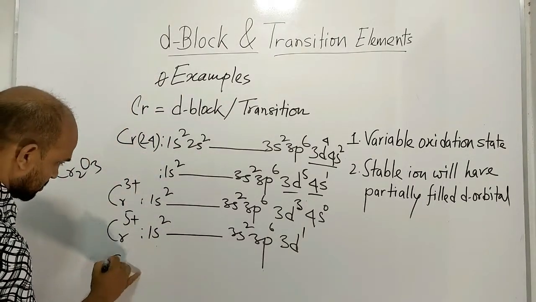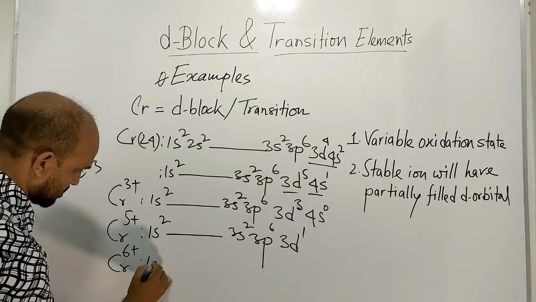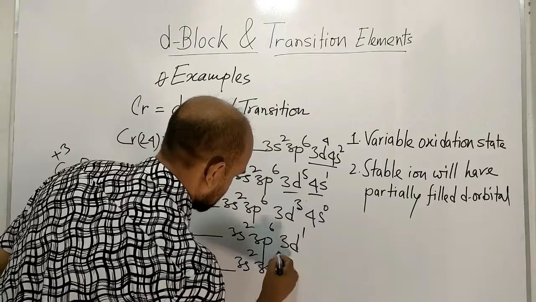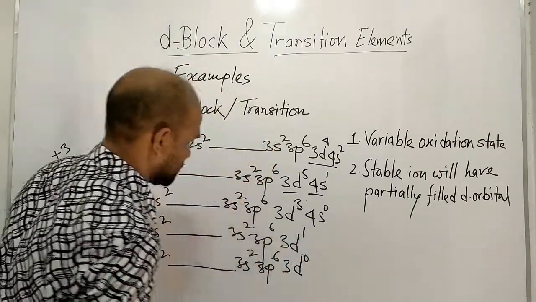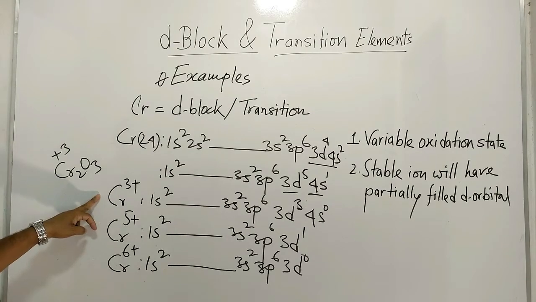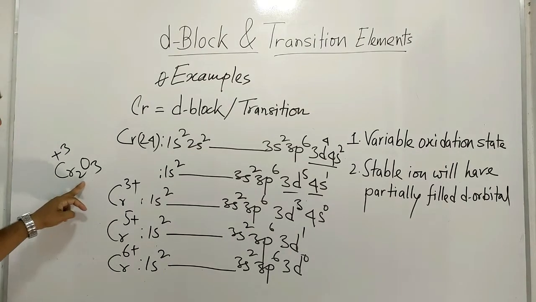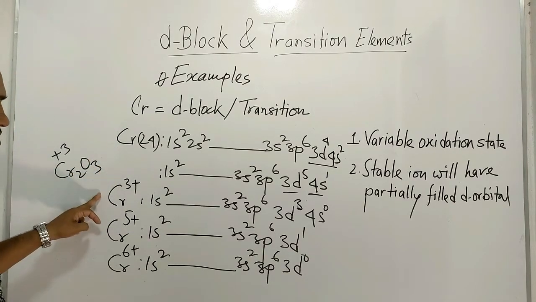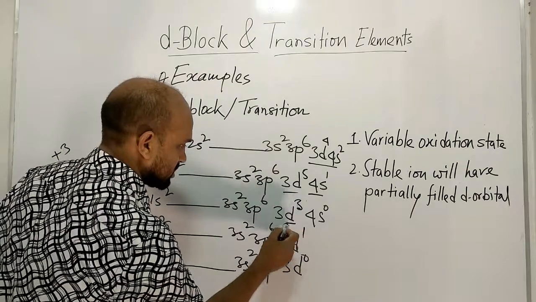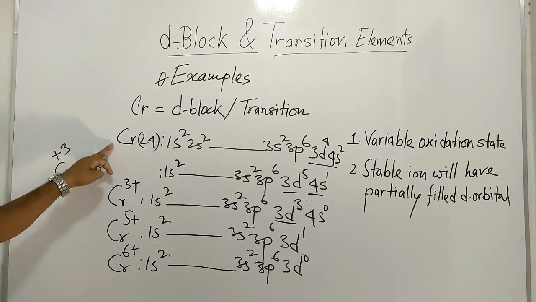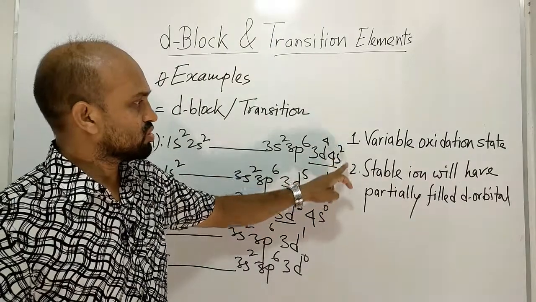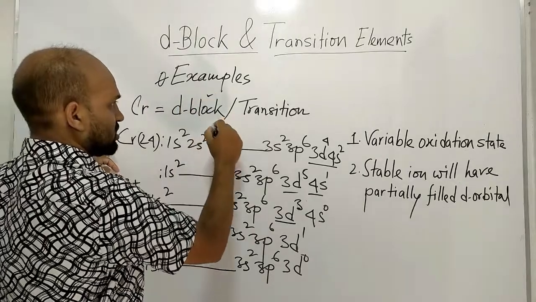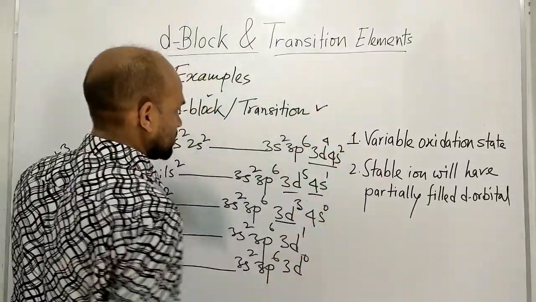Another one, let's see, chromium 6 plus: 1s2, 3s2, 3p6, 3d0. This ion is a stable ion, and its compound is like this, and chromium can show variable oxidation states. This is the stable ion which is partially filled. So chromium is following two conditions, so chromium is not only a d-block element but also a kind of transition element.